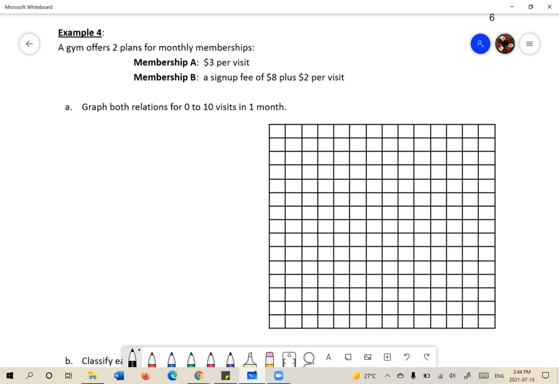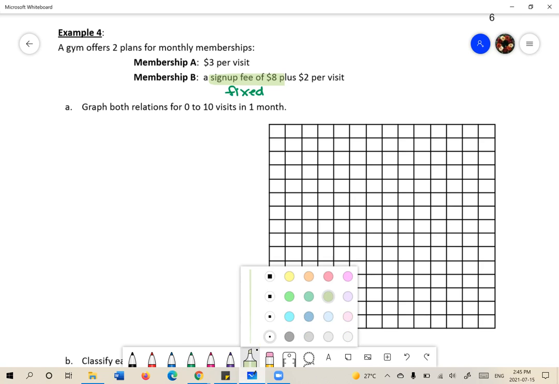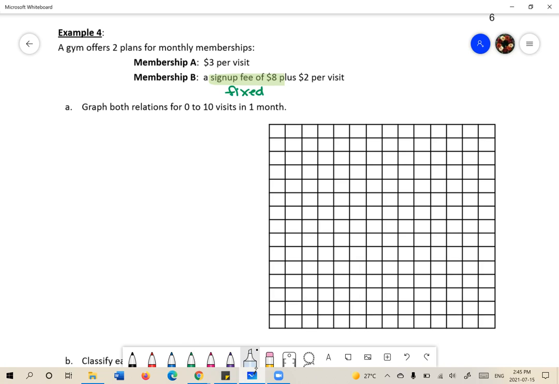Last example. A gym offers 2 plans for monthly memberships. Membership A offers $3 a visit. So every time you go to the gym, you pay $3. Membership B has a sign-up fee of $8. So no matter how many times you go to the gym, 0 times or 100 times, you're going to pay $8 to sign up. So that's fixed. It's not going to change. This is your fixed cost. And then on top of that, it's $2 a visit. So $2 per visit, that is your variable cost.